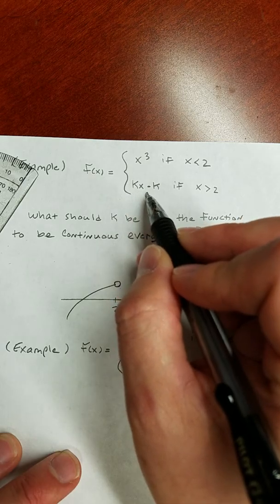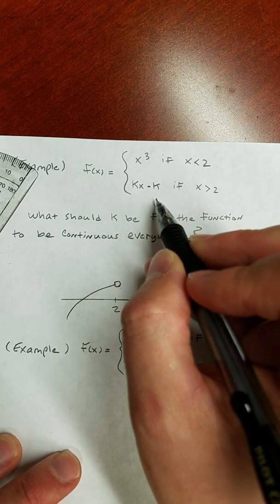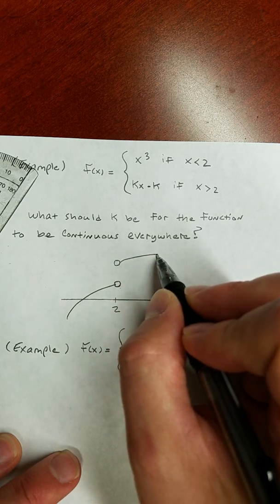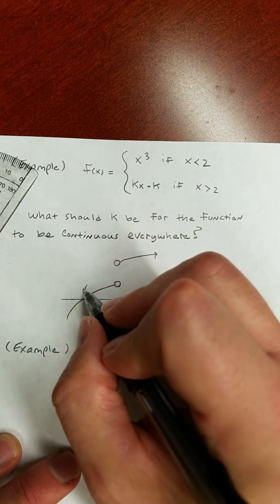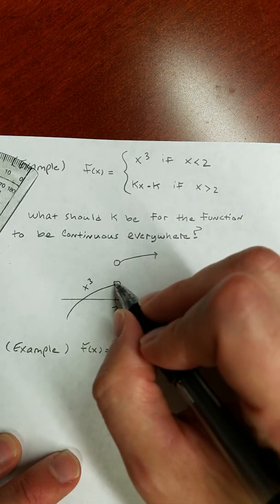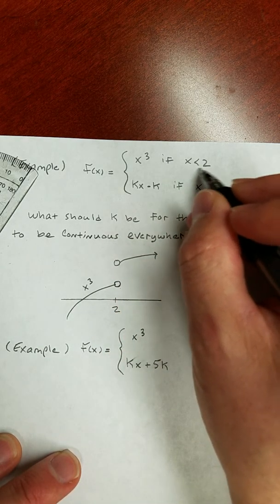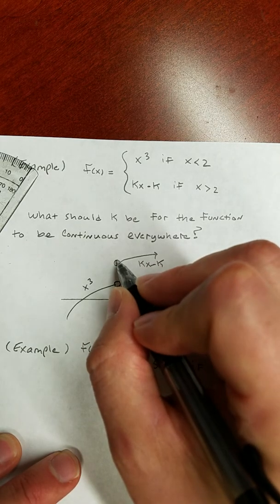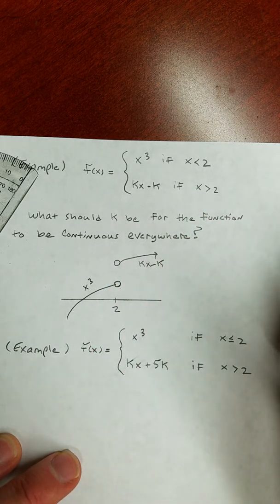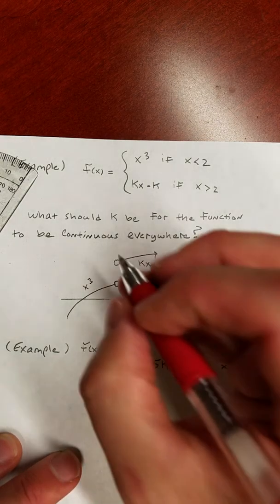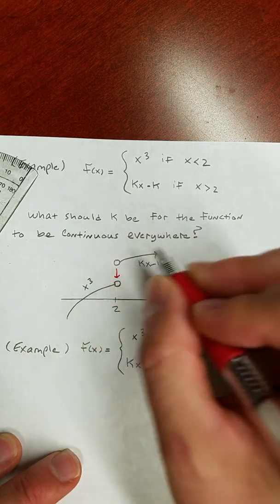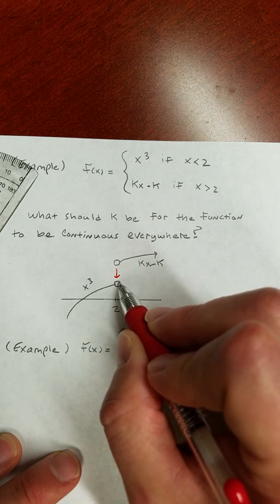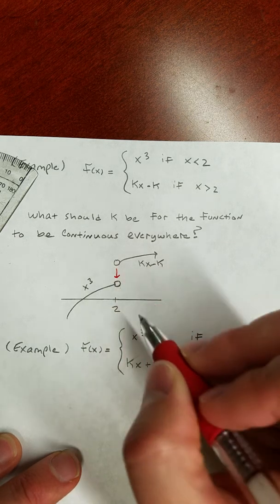But then this one, kx minus k, could pick up somewhere else and then go off in that direction, right? So this is x to the 3rd power. That point has to be open because it's just less than 2. And this is kx minus k. This point has to be open because that's just bigger than 2. Now, even if you could find a way to make sure this picked up right there, you would still have this hole in the graph.